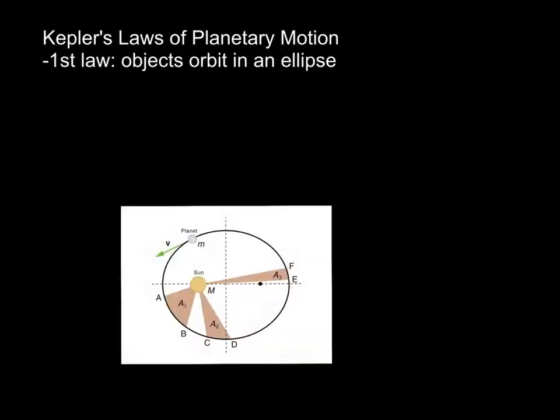So Kepler came up with 3 laws of planetary motion to describe how planets move. The first law is that objects orbit in an ellipse. So it's an elliptical path that objects orbit on, and so it looks something like this. So here we can see our elliptical path.